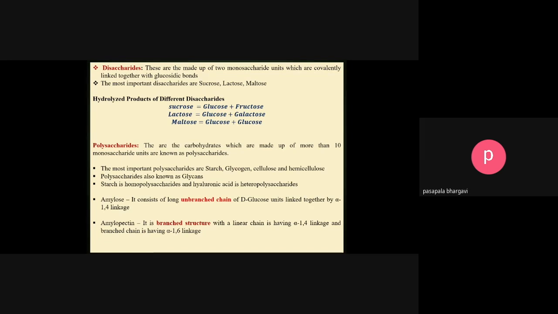Polysaccharides are the carbohydrates which are made up of more than 10 monosaccharide units. They are also called glycans. Examples of polysaccharides are starch, glycogen, cellulose, and hemicellulose. In this, amylose consists of a long unbranched chain which contains only alpha 1,4 linkage. Amylopectin is a branched structure which contains both alpha 1,4 linkage and alpha 1,6 linkage.